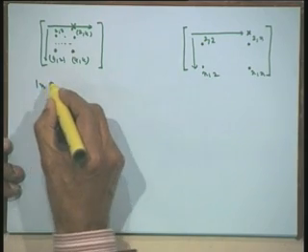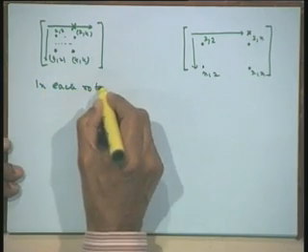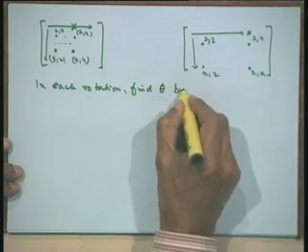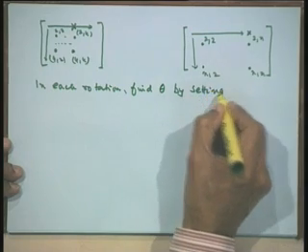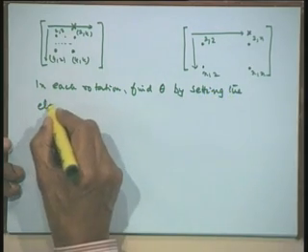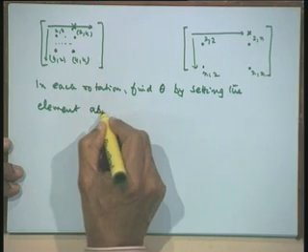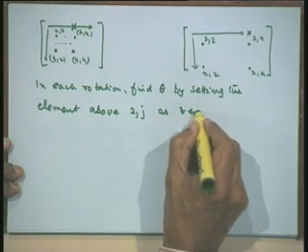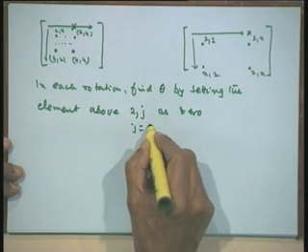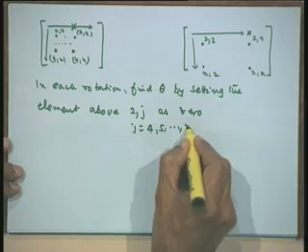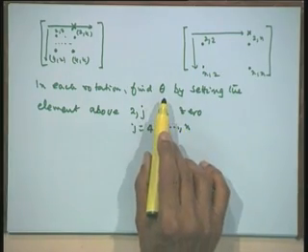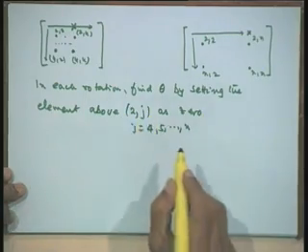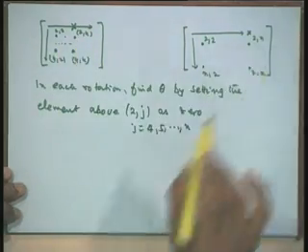Now, in each rotation find theta by setting the element above a 2 j as 0, where j is equal to, now we have taken it as 4, 5 and so on to n. So, in each rotation we find theta by setting the element above, that is the location 2 j as 0, for j equal to 4, 5, 6 and so on to n.